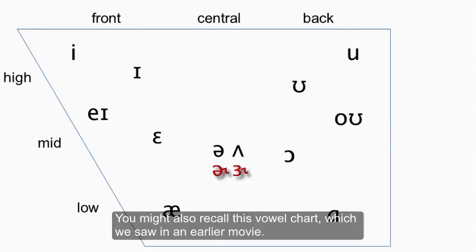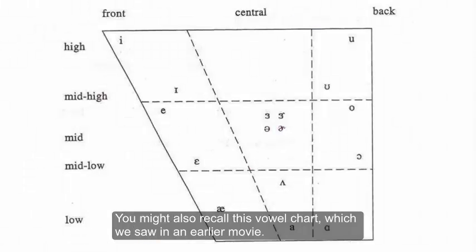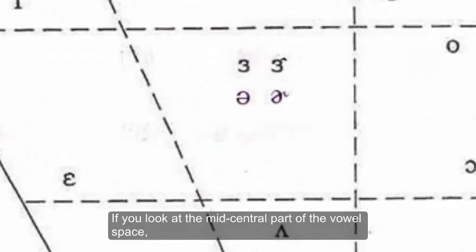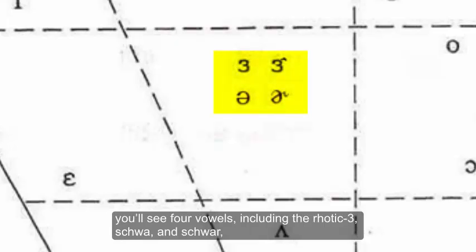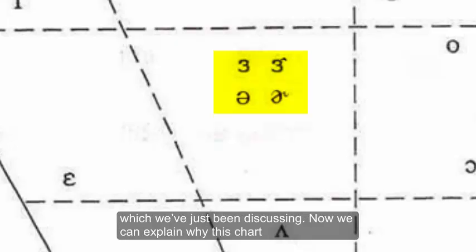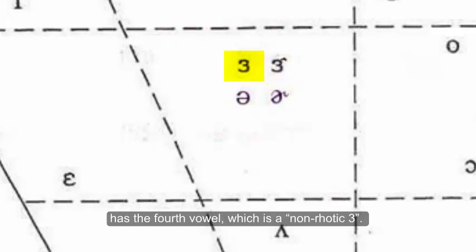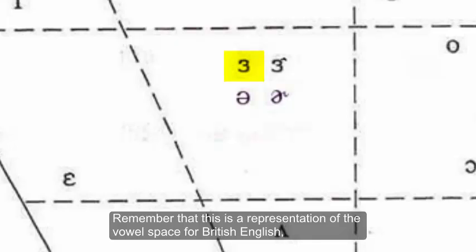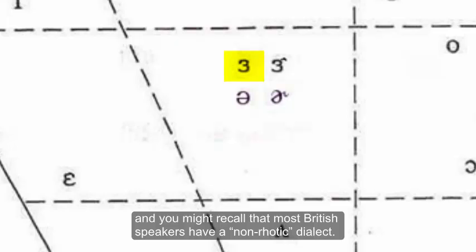You might also recall this vowel chart, which we saw in an earlier movie. If you look at the mid-central part of the vowel space here, you'll see 4 vowels, including the rhotic 3, carat, and schwa, which we've just been discussing. Now we can explain why this chart has the 4th vowel, which is the non-rhotic 3. Remember that this is a representation of the vowel space for British English, and you might recall that most British speakers have a non-rhotic dialect.